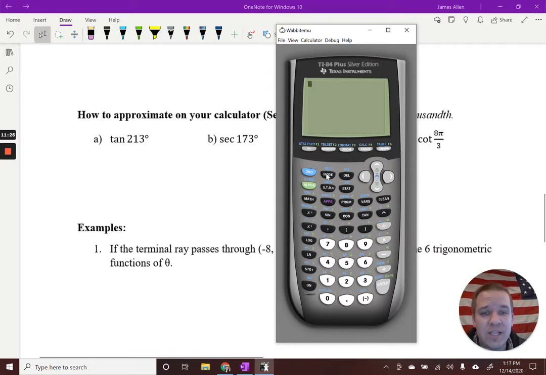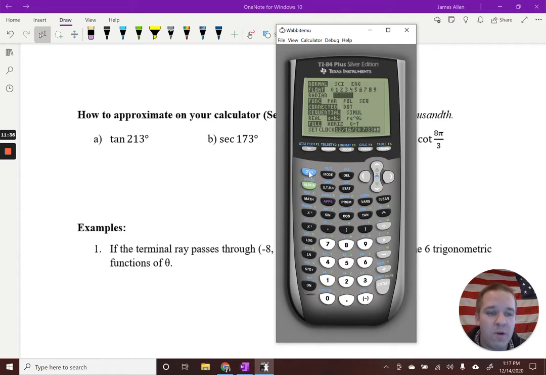So for the first one, we have tangent of 213 degrees. Well, I want to make sure my mode is in degrees. Right now, I'm in radians. I remember messing this up all the time in high school. I'd be in the wrong mode. There's a good math meme with this one. If you're in radians, you're going to have a rad time.